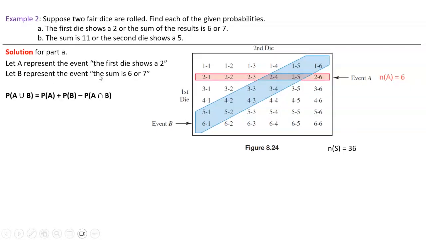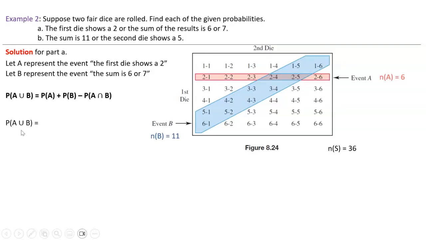Now event B, the sum is 6 or 7, which is shaded in blue. It's going to give us 11, because we have 5-1, 4-2, 3-3, 2-4, and 1-5, which is the sum of 6. We have the 6-1, the 5-2, the 4-3, 3-4, 2-5, and 1-6, which is the sum of 7. If we add those two sums, it's going to give us 1, 2, 3, 4, 5, 6, 7, 8, 9, 10, 11. So it's going to be 11.